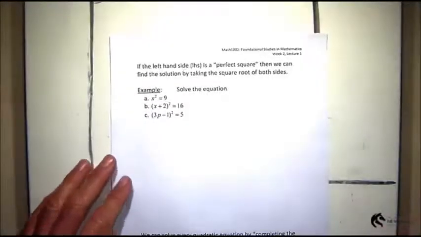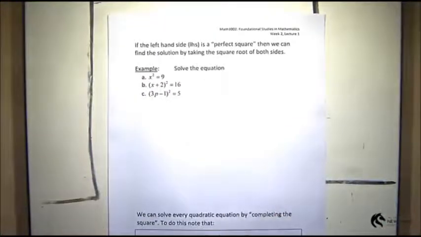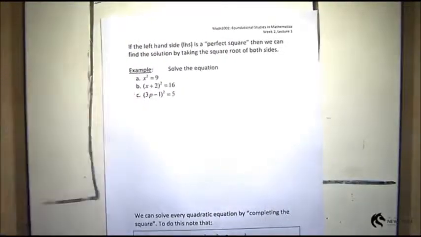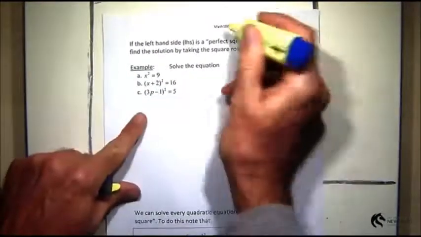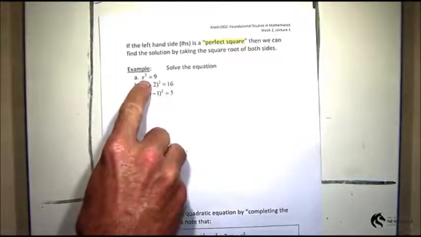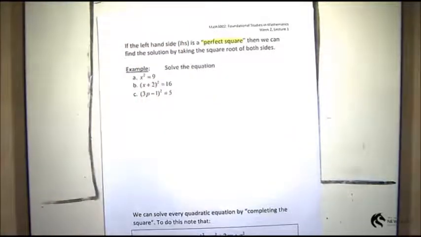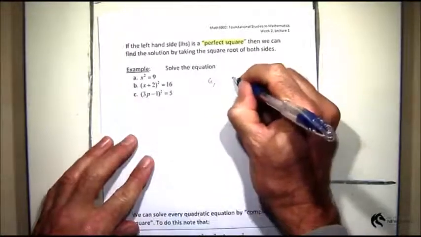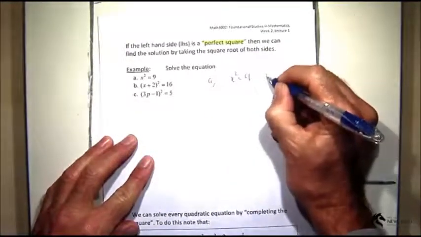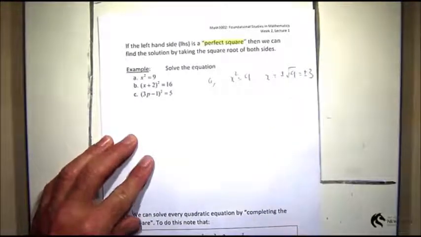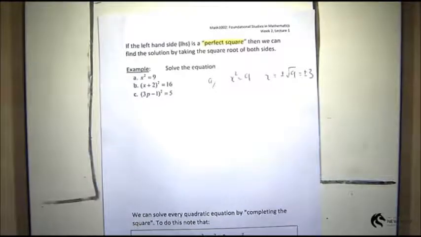So what I want to do now is work towards a general method. These examples here are just helping us come towards a general method. If the left-hand side is a perfect square, i.e. a number that is squared, then we can find the solution by taking the square roots. You would agree with that, I hope. For example, if I have x squared is equal to 9, then we know that x is equal to plus or minus the square root of 9, which is plus or minus 3. That seems reasonable, yeah? All right.